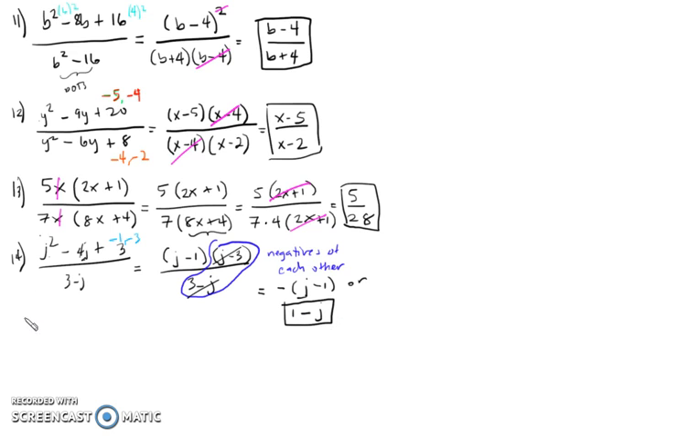So number 15, 3p minus 4q all over 4q minus 3p. I guess we don't need to further elaborate the solution for number 15.